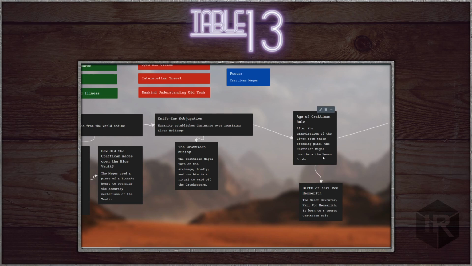They emancipated the elves and overthrew the human lords, and then someone named the Great Devourer, Karl von Hammersmith, is born to a secret Kratikin cult. Okay. I like that the Kratikins are cults now. This is good. Yeah, there's a secret cult within the Kratikin society. Are they Democratican? Yes, they are. All right.